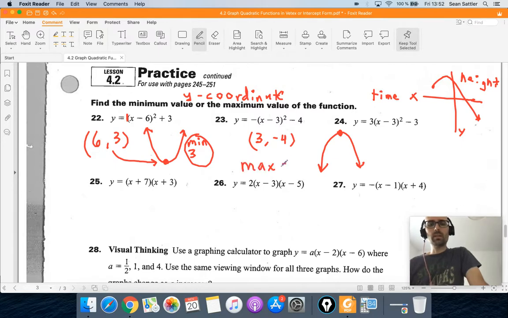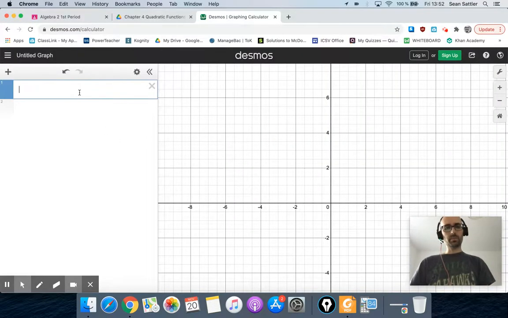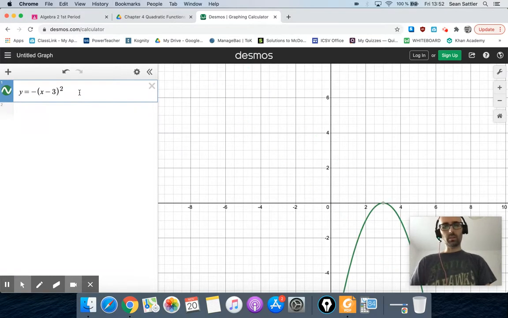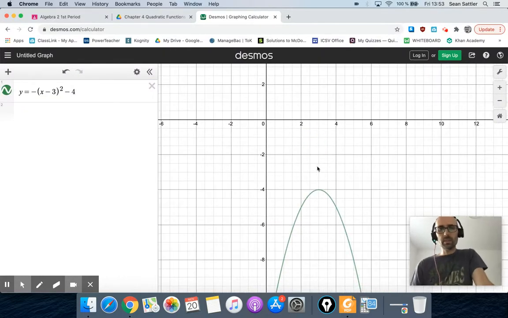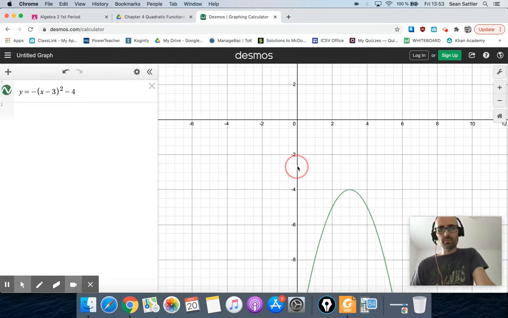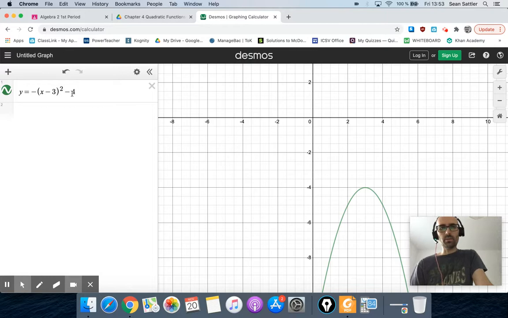Max equals -4. And maybe that seems weird that the maximum value will be negative, but let's type this into Desmos. y equals negative (x minus 3) squared, minus 4. Okay, so then we see our parabola's way down here, but the highest point is right here, (3, -4). So you can see, why is it way down here? That has a lot to do with this -4 right here.